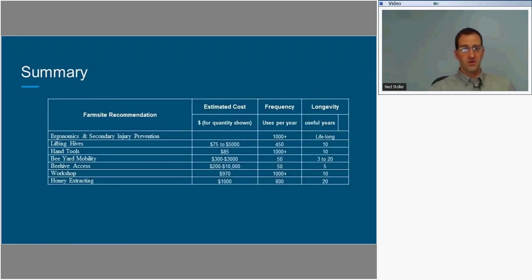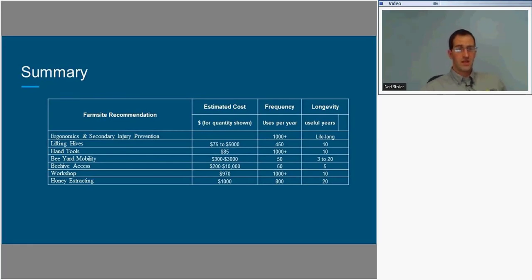So in summary, we have gone through ergonomics, lifting the hives, using hand tools, getting around the bee yard, getting to the bee yard, doing repairs and maintenance in the workshop, and honey extracting. And we have some estimated costs here, lifting the hives up to $5,000, but really for much less than that, you can probably accommodate.